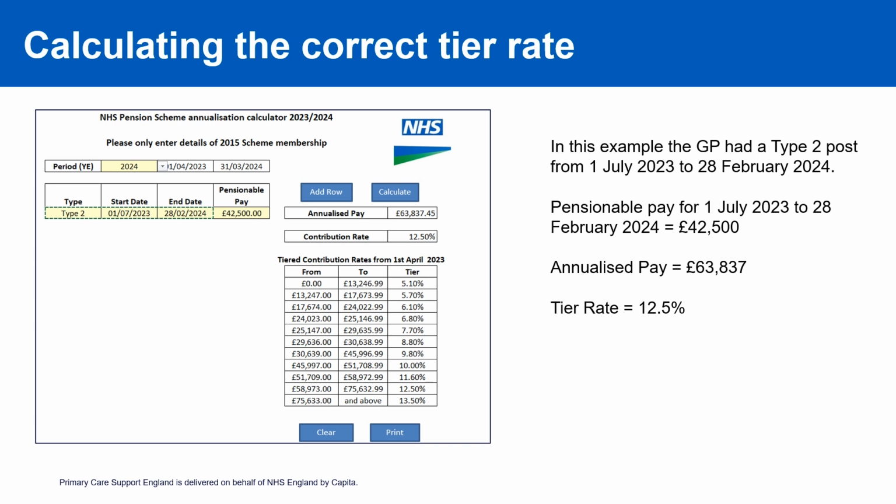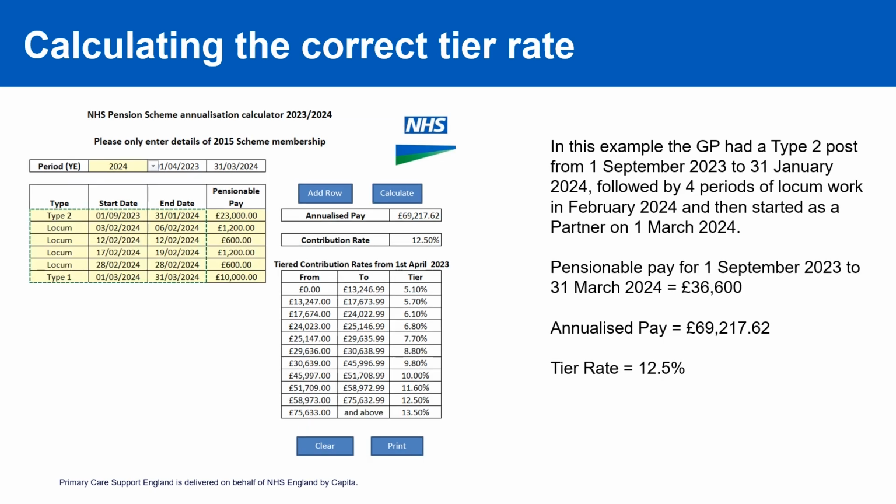So 12.5% is what is applied for this GP, whereas actually the 42,500, and the mistake that some people make is they look at the 42,500 and say, right, okay, that puts me in 9.8, but because they didn't work for the full year as a practitioner, they weren't a continuous member of the practitioner scheme for the full 12 months, then the annualisation calculator needs to be used, and as you can see, it then does bring up a different tier rate.